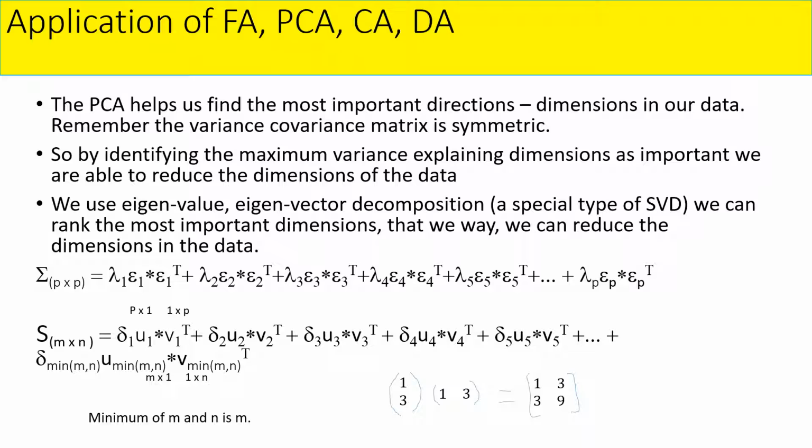Are you with me? Yes, sir. Because in the original data we have the original variables x1, x2, ..., xp. Now we are reducing it to, let's say, 3 or 4 or 2, something like that, right?